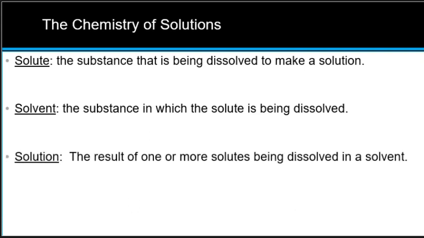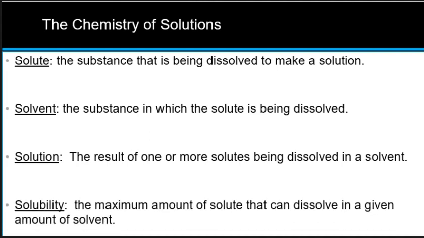A solution is the result of one or more solutes being dissolved into a solvent. So that's the official definition. And solubility is the maximum amount of solute that can dissolve in a given amount of solvent. Sometimes we'll use that word solubility as well to say if something can dissolve. If something is soluble, it can dissolve in there. Oil is not soluble in water. But salt is, right?